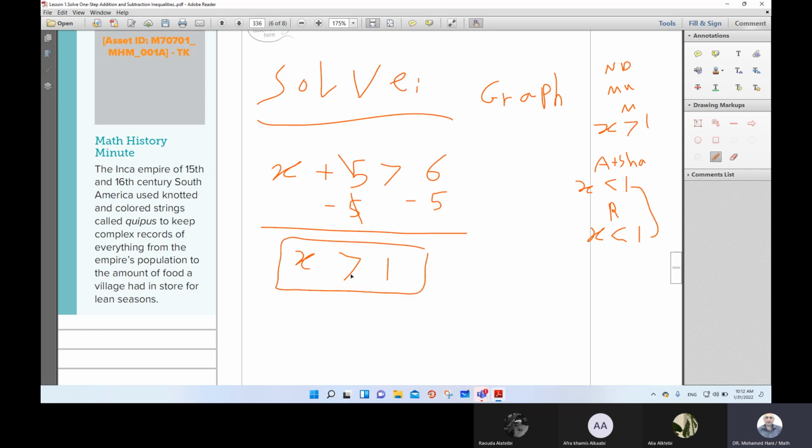x greater than 1. Then when you want to graph this inequality, here in the middle is 0, represent 1, this is 1. And as you see in the sign, we don't have equal. If you don't have equal, it means draw an open circle. Then the direction, x greater than 1, means the values of x above 1, to the positive side. Okay?